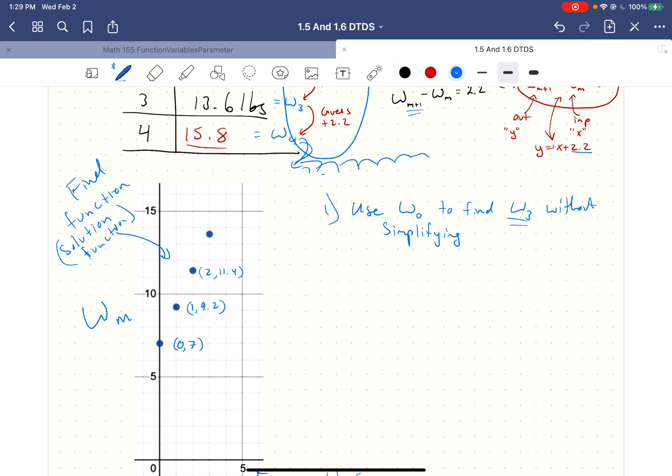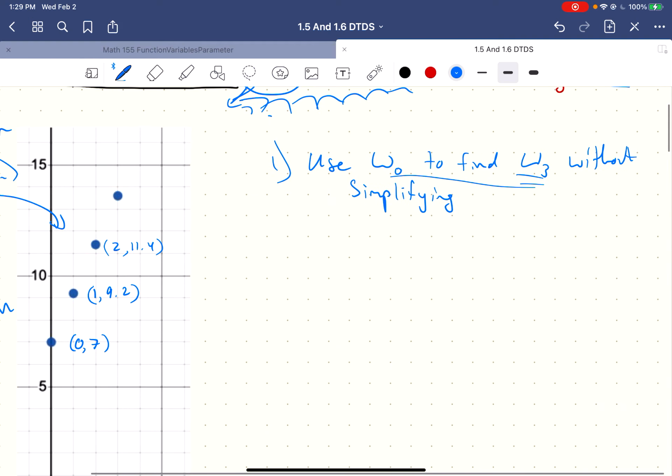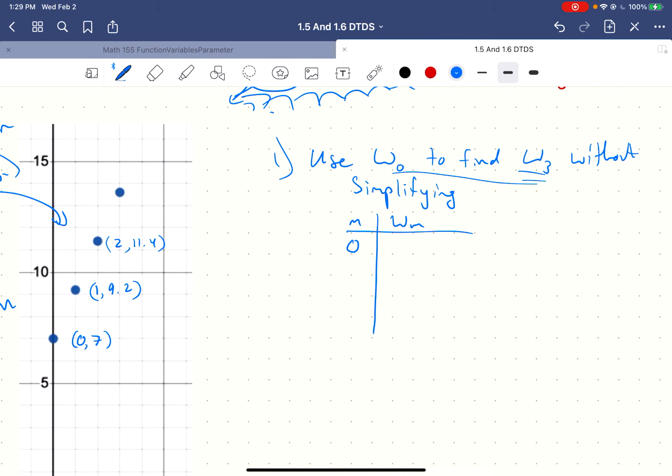All right. So this seems like a really weird, vague statement, and that's because it is. So here's what I mean. We have our month, and we have our weight at that month. And I know that I began with 7.